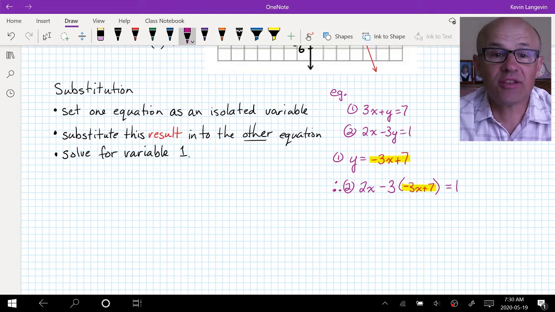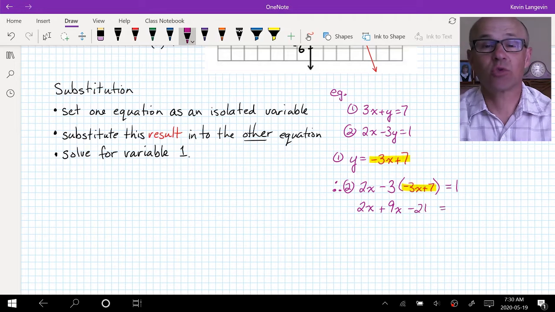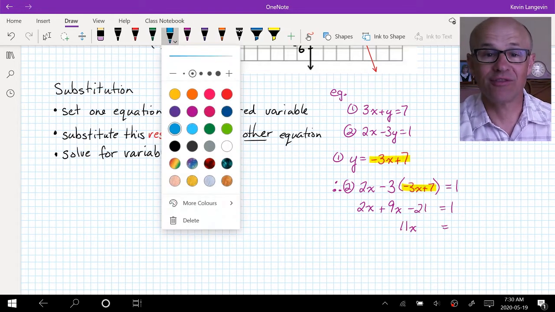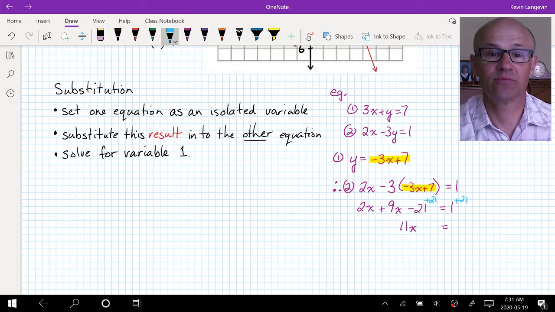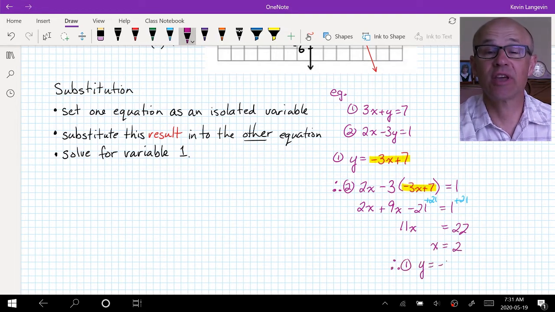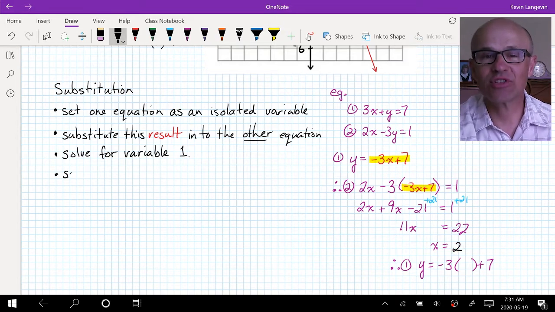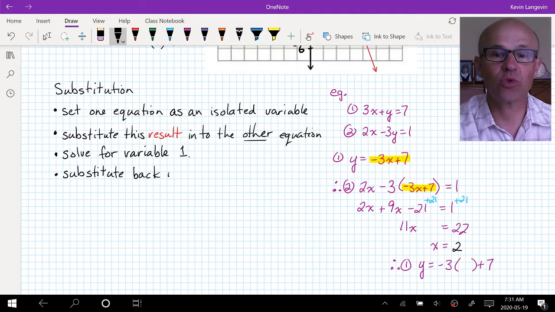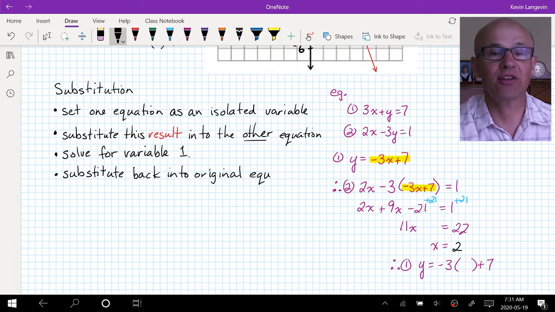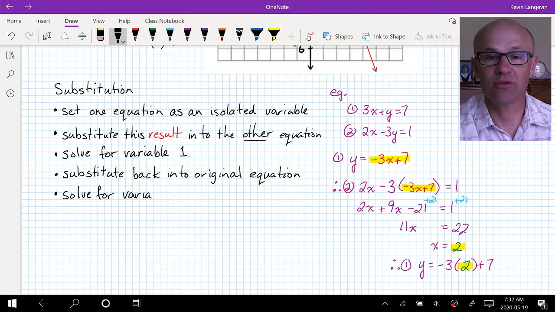What we're going to do then is multiply the negative 3 into the brackets. We're going to solve for our first variable of x. Just rearranging it here, and we get x is equal to 2. Then we're going to take that, substitute it back into any one of the original equations. I'm going to put it back into equation 1 where we set it up to solve for y. And we find out that y here is equal to 1.